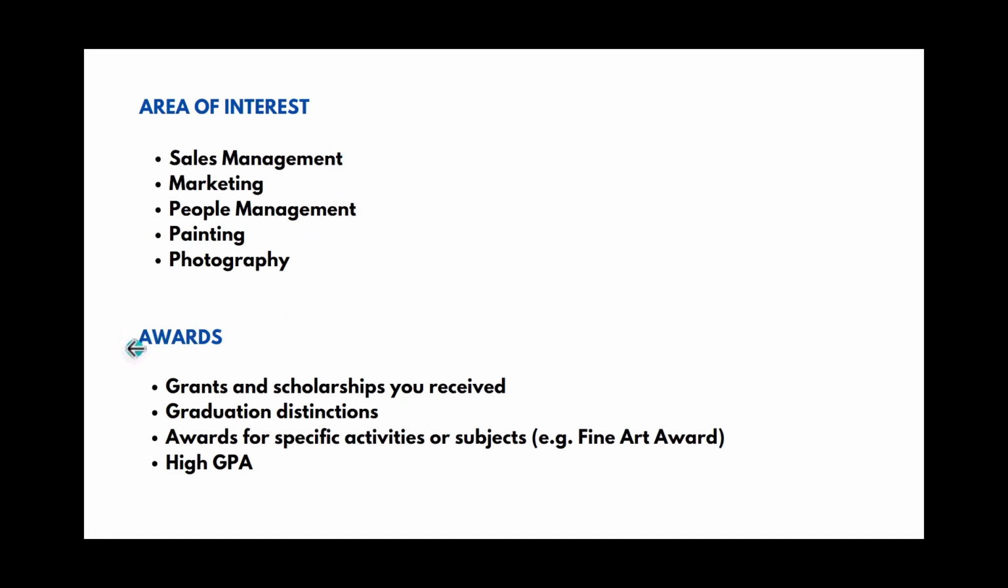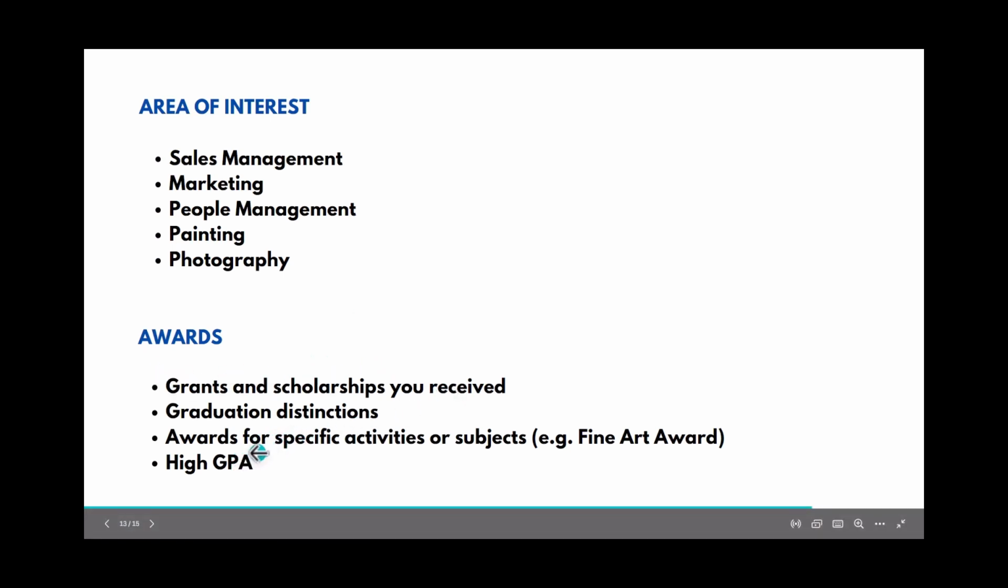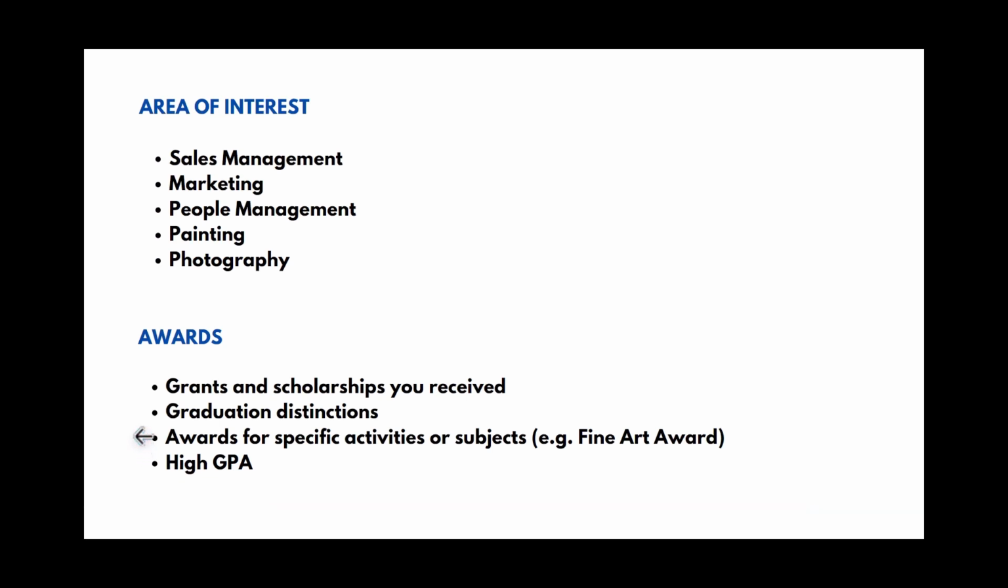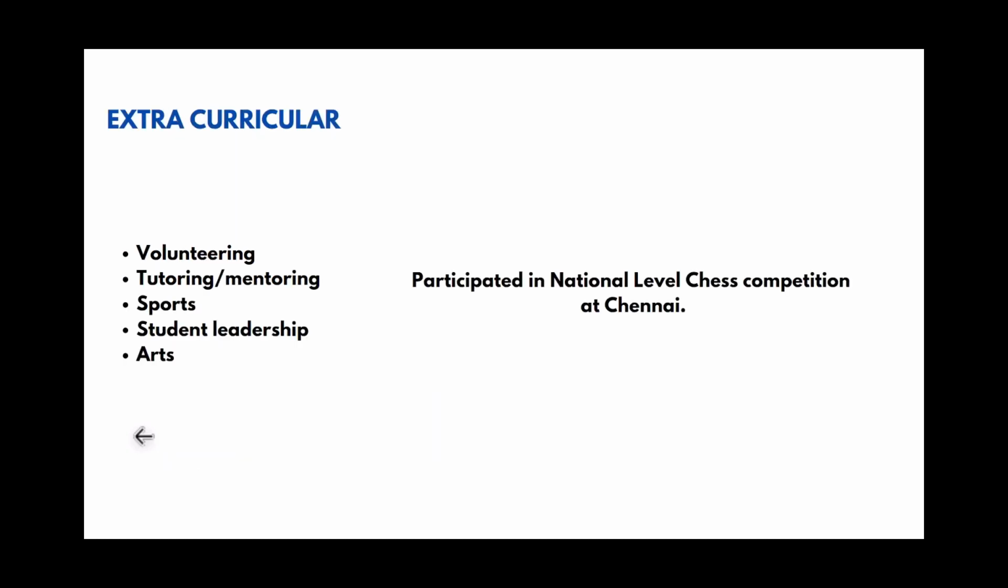Okay, last, we talk about awards. You can talk about grants and scholarships you have received, graduation distinction, and you can mention subjects where you got high marks, high GPA. Okay, don't mention what you did in school in first standard, second standard. I don't want that. Something which you did at district level, or zonal level, or state level, you can add that award also. So do it like that and add it in a sentence properly.